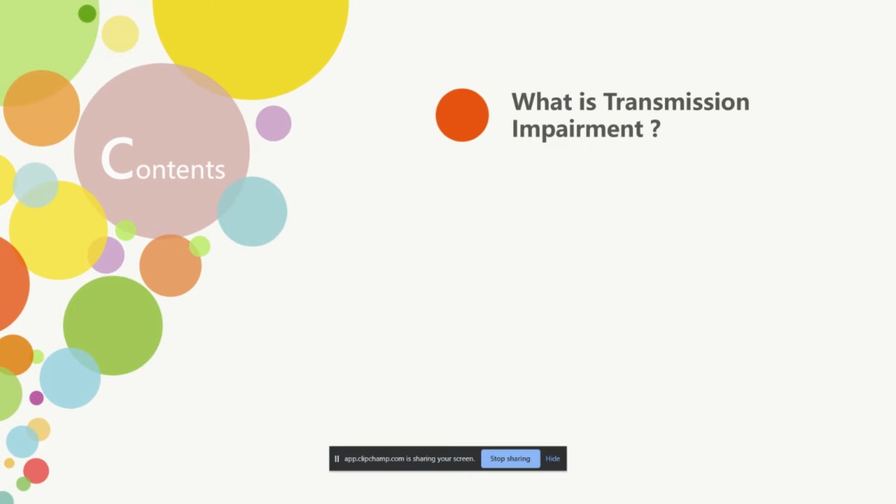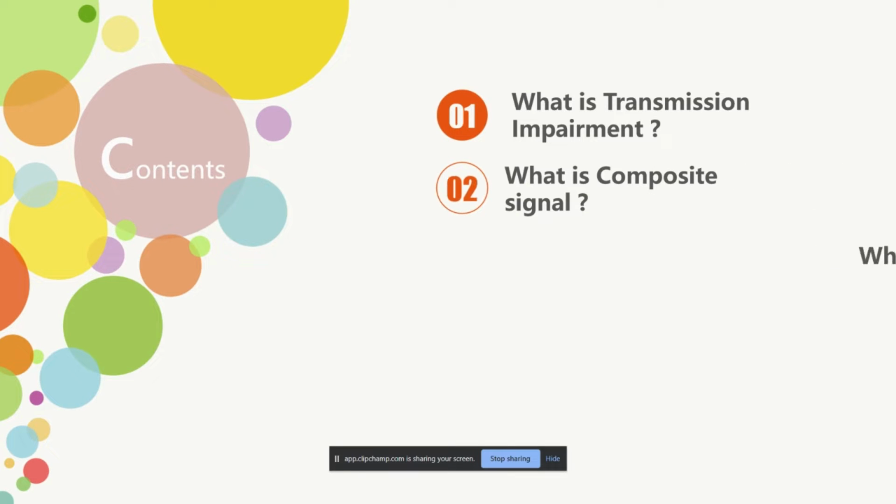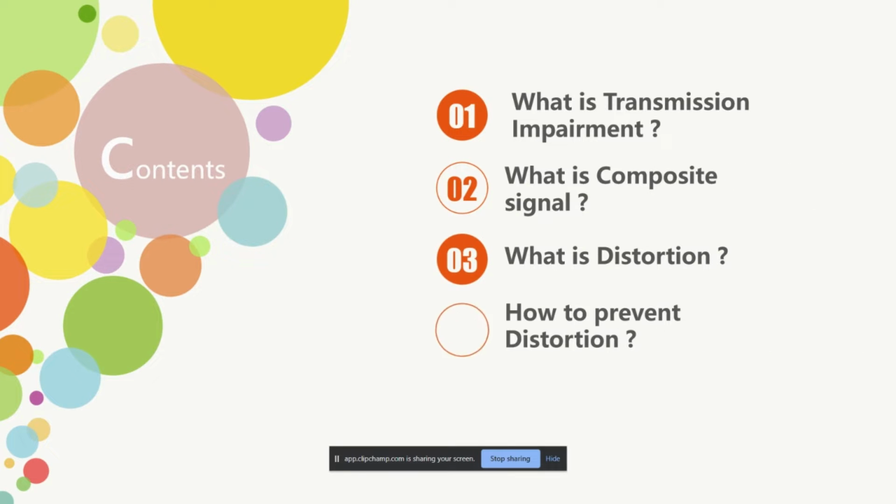So this is the content that we are going to talk about in this video. First one is what is transmission impairment, and distortion is a part of transmission impairment. Second one is what is composite signal. First we need to understand the composite signal to understand distortion. Then how to prevent distortion, and fifth one is methods to prevent distortion.